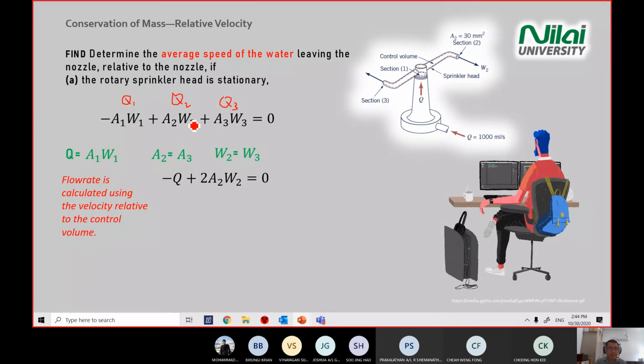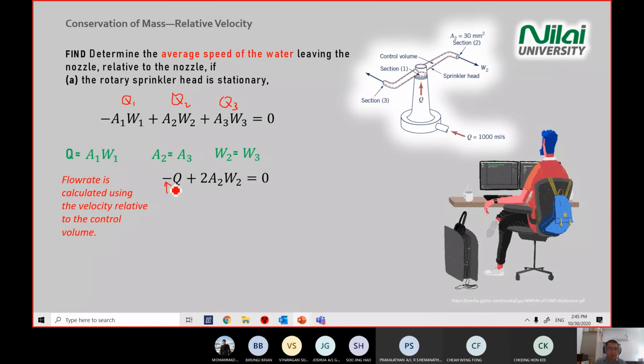All right, so we can simplify this equation further, because you have 6 unknowns there: 1, 2, 3, 4, 5, 6. You simplify, and it becomes 4 unknowns, and then you reduce it further. From this step to these steps, we simplify because of the area and the relative velocity coming out from sections 2 and 3. So we have this equation.